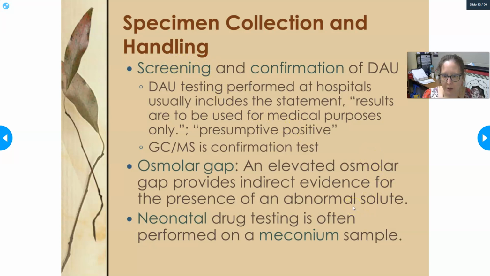The osmolar gap can also be used. An elevated osmolar gap provides indirect evidence of the presence of an abnormal solute. The osmolar gap is the difference between the calculated osmolarity and the measured one. So if there is a difference between the two, then it means that the test that actually measured the osmolarity detected some substances that are not being tested for in the normal chemistry panel.